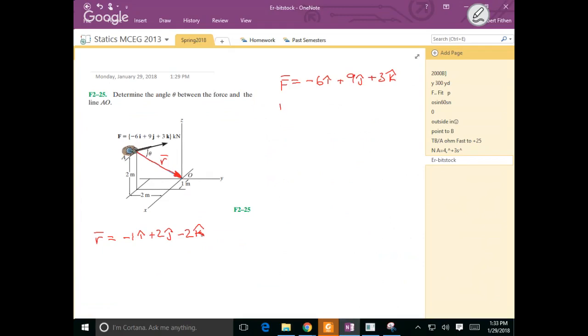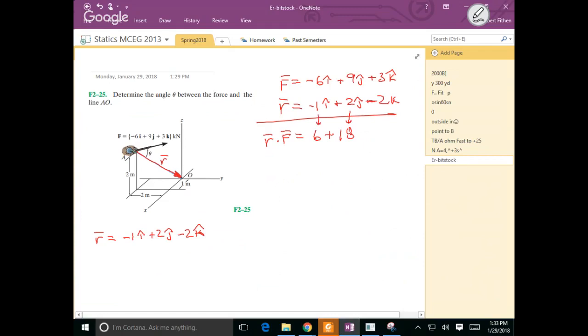So you know what I'm going to do? I'm going to list it right up under here. Minus 1I plus 2J. Tell me if I did that wrong. Minus 2K. Then what I'm going to do is dot them. R dot F: minus 6 times minus 1 just gives me 6. Plus 9 times 2 gives me 18.